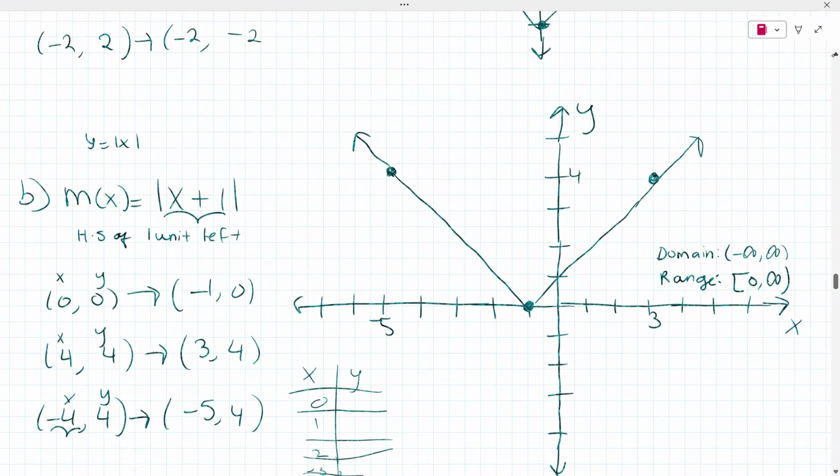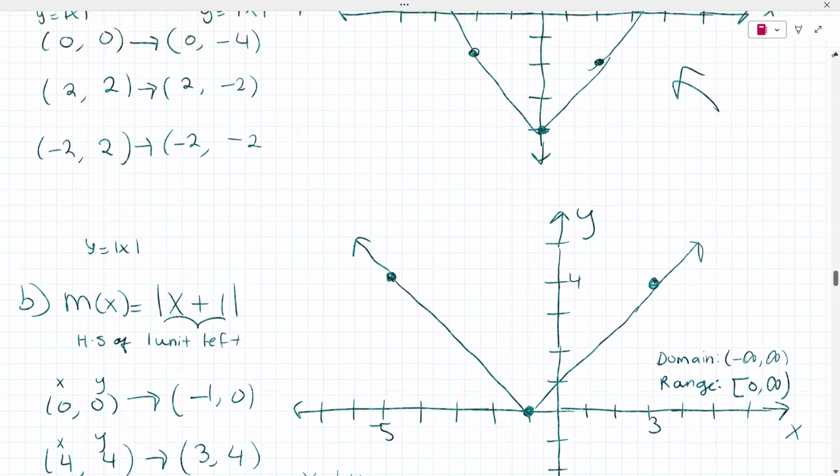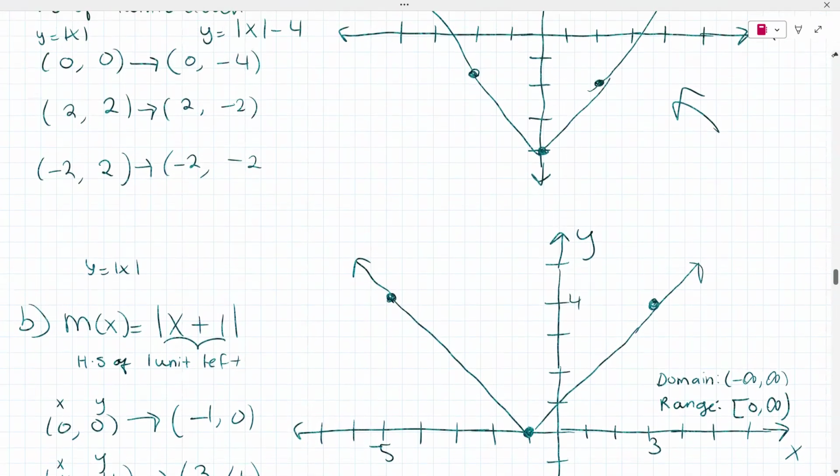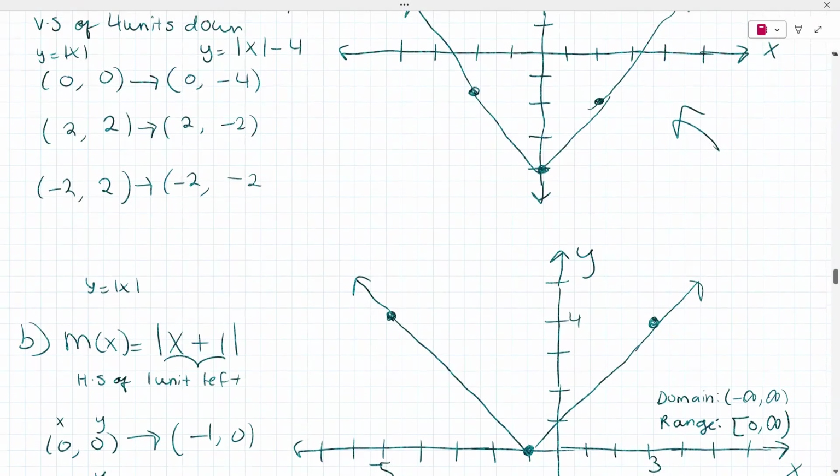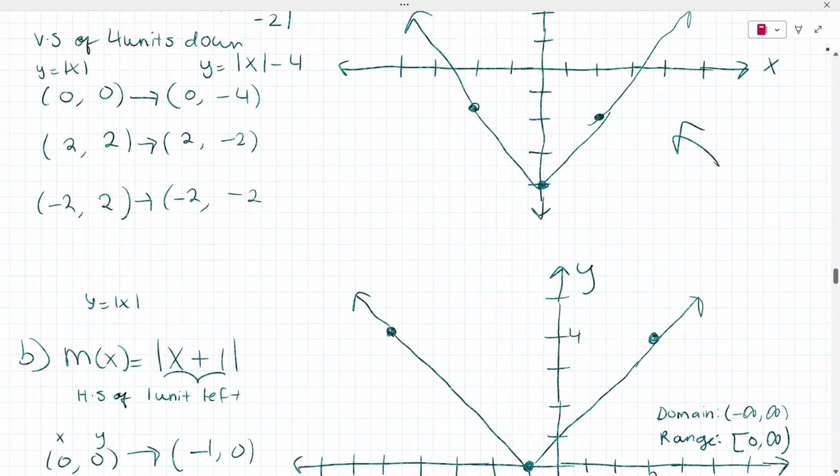Okay, what about the one on the top? What would be the domain? The domain is still all real numbers. What would be the range? The range is, I believe, going to be 1, 2, 3, negative 4, and we include it to infinity, right?